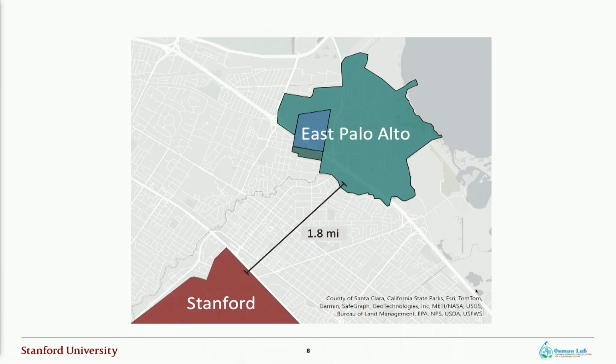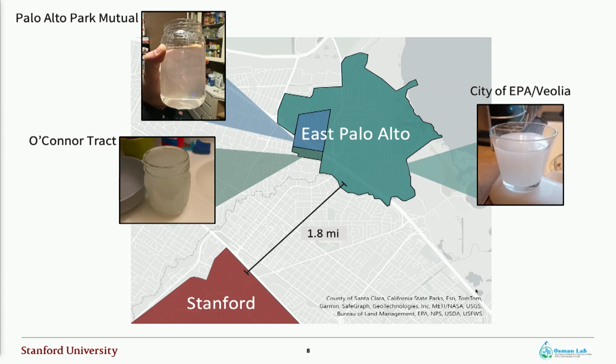And so East Palo Alto, as I mentioned, is about 1.8 miles away from Stanford. And it's a unique city where a city with a population of about 20,000 people is serviced by over 3 water providers, right? This is a unique situation. This is not very common.